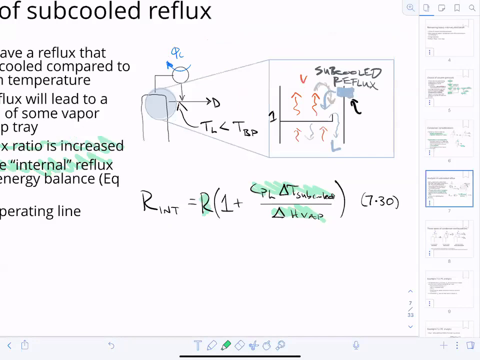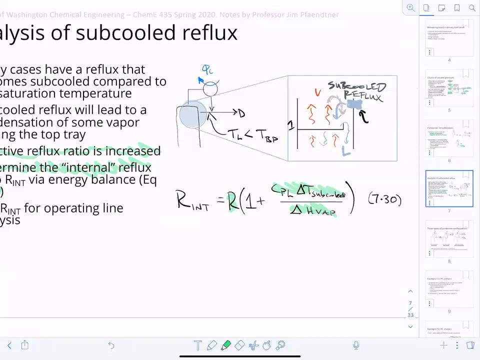So somebody just asked a question: if the reflux is subcooled, then is the distillate also subcooled? And the answer is yes. So typically we're going to be drawing the distillate, taking a draw of that from the process. We call that a draw when we're removing that material stream from the process.